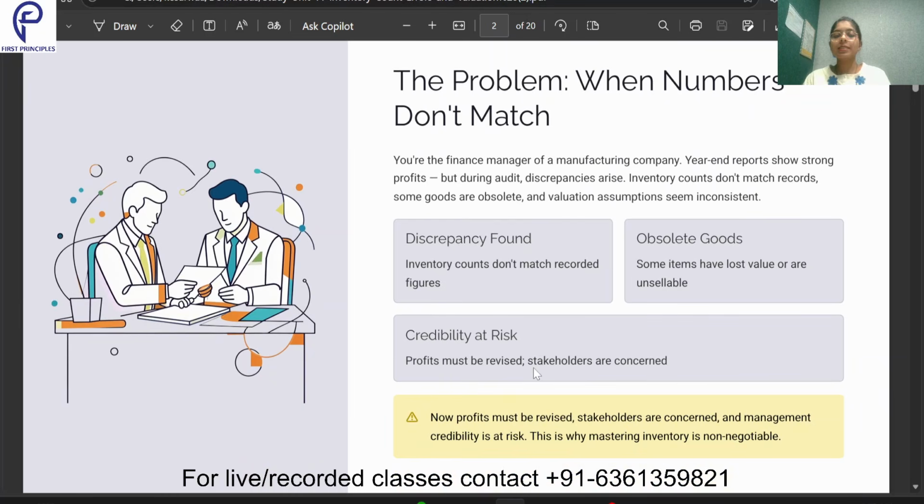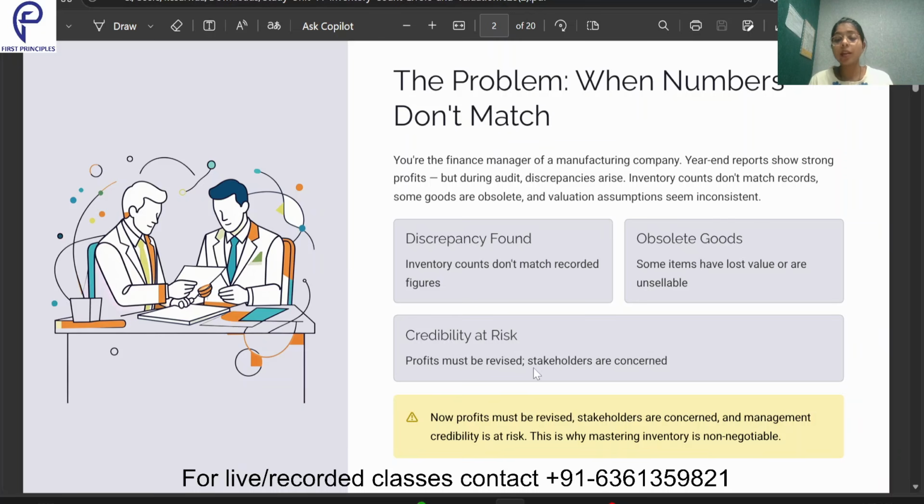So, what is happening? Why do we have this particular chapter? Why does inventory valuation come into the picture? Because suppose you are the finance manager of a manufacturing company, and the year-end report shows strong profits, but during the audit discrepancies arise. Inventory counts don't match the records, some goods are obsolete, and valuation assumptions seem inconsistent. So the profits are really good, but when the books of accounts are being audited, as we all know, our financial statements are always audited for public companies, but for private companies it's their own choice whether they want to get it audited or not.